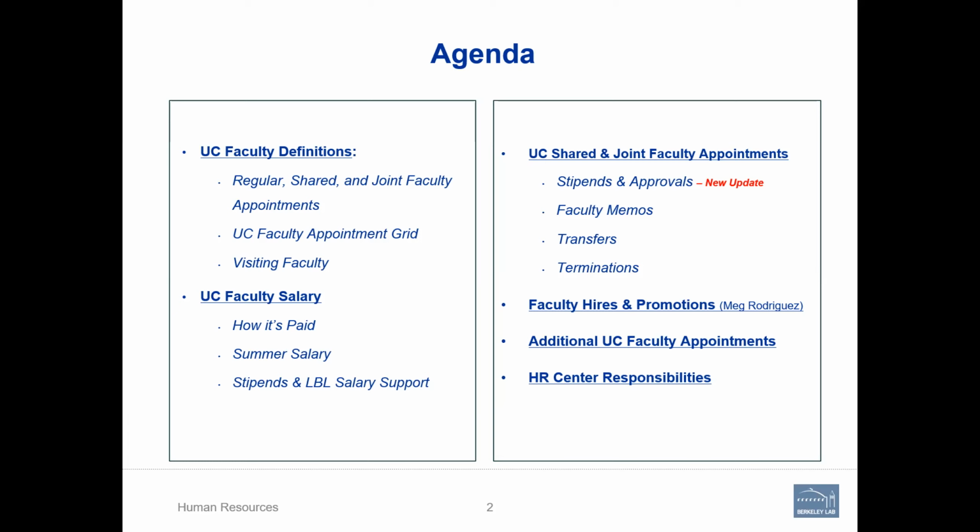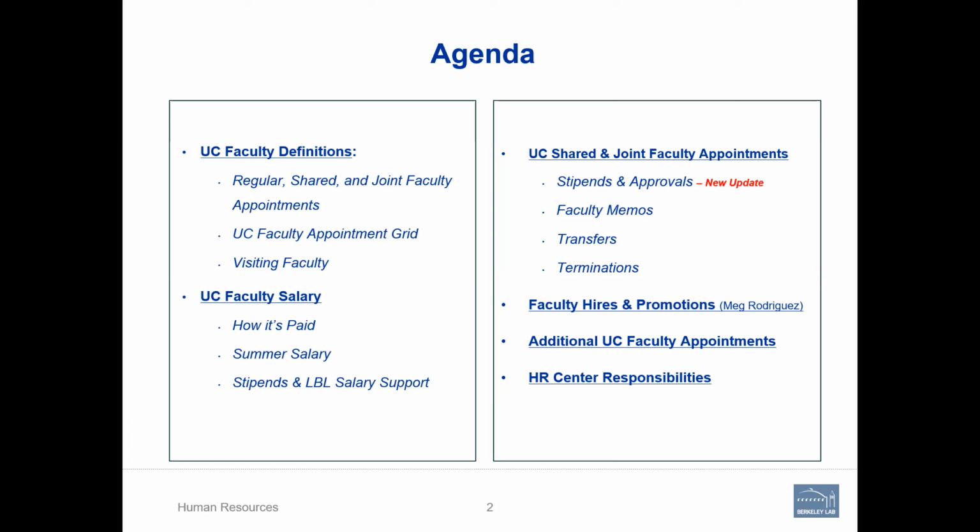Also, we're going to talk about UC faculty salary. How do they get paid? What summer salary does everybody get? How does that happen? And also, we're going to talk a little bit about stipends and the LBNL salary support, and when that occurs and what type of faculty qualify for that.